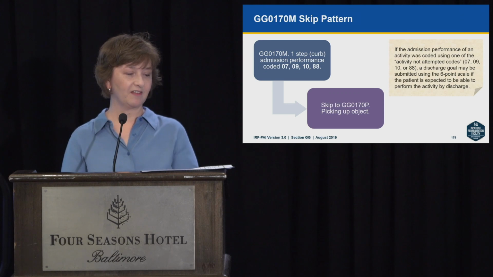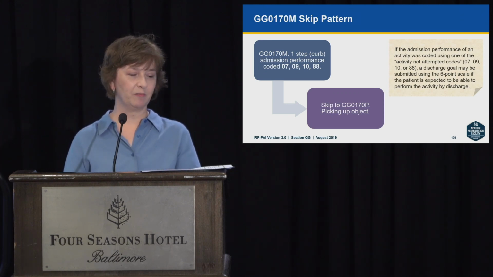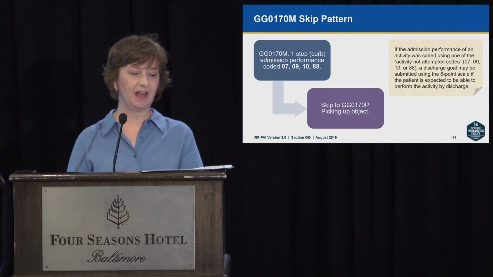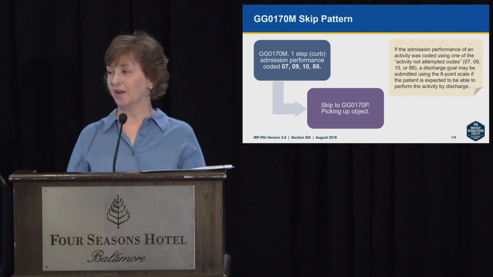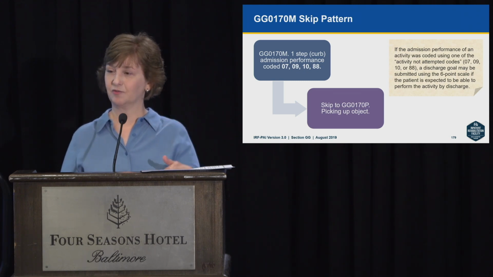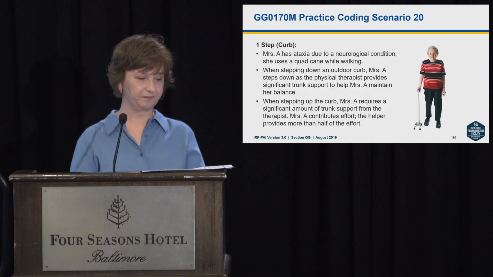On the little sticky note, there's a coding tip here. If the admission performance of the activity was coded with one of the activity not attempted codes, 07, 88, 09, or 10, the discharge goal may be submitted using the 6-point rating scale. So again, the skip relates to the actual performance column. You may still enter a goal.